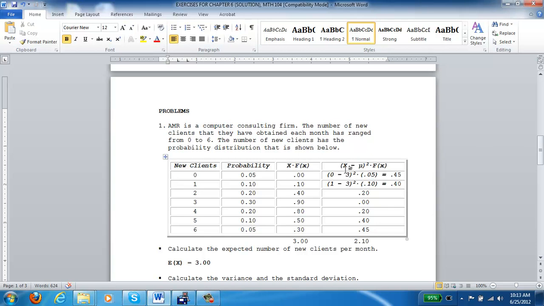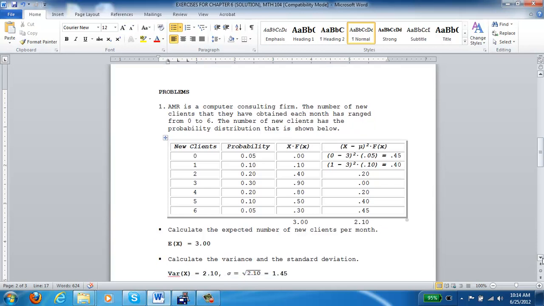For the variance, I have to create another column, x minus mu square times the probability. Now the x goes from 0 to 6, and the mean is the expected value, the 3, that we calculate from the previous part, and the f of x is the second column. So we have 0 minus 3 square times 0.05. So this is 9 times 0.05, 0.45. 1 minus 3 square is equal to 4. 4 times 0.1, 0.4. And then we continue with the rest of the calculations.